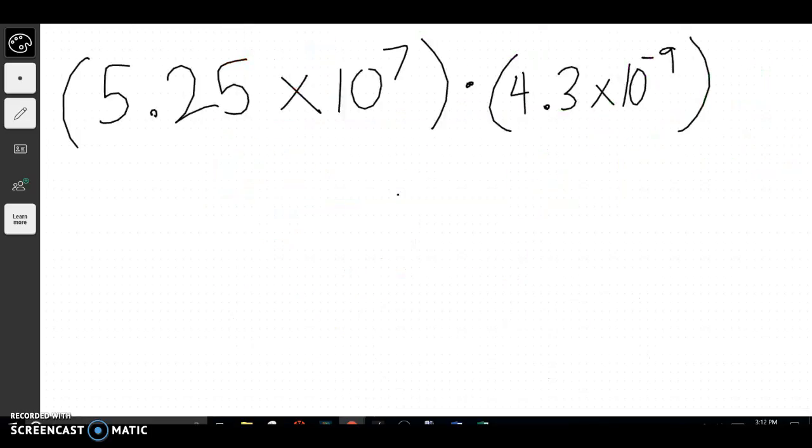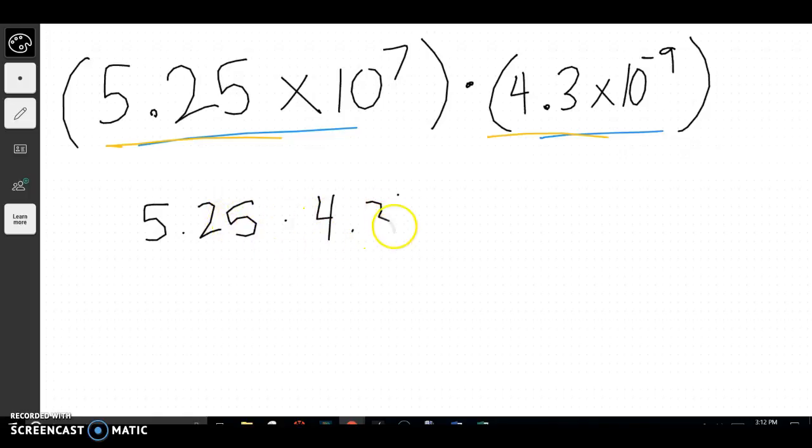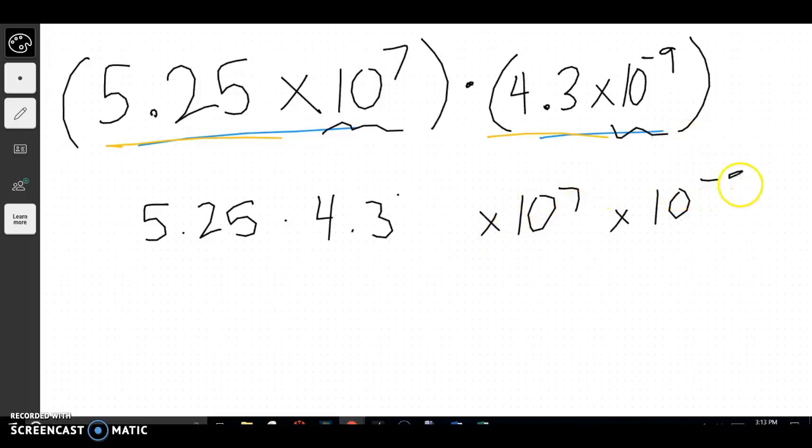Okay, so again for this one, what I really want to do is multiply these two things. Again, we'll combine our numbers, this number and this number, and that would give me 5.25 times 4.3. We'll combine our tens. Well, 10 to the 7th times 10 to the negative 9th is going to act like adding again, so I'll get 10 to the negative 2nd.